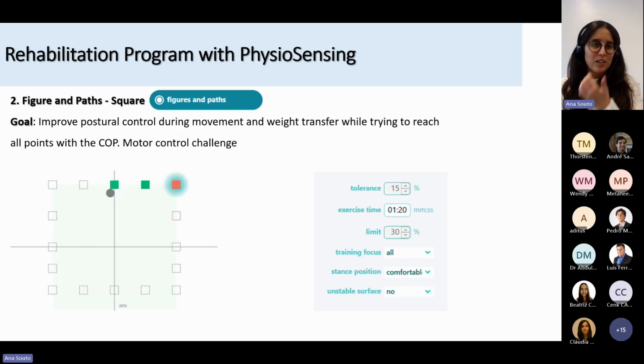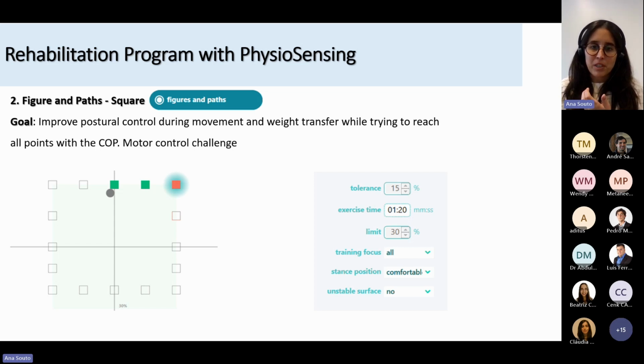Okay. Now, a second category that we have is figures and paths. So this is already training for dynamic balance. With this type of exercise, we can train weight transfer in different planes. It's a challenge in which a person must reach the dots to create a figure. So it's good for training and increasing limits of stability and overall motor control.